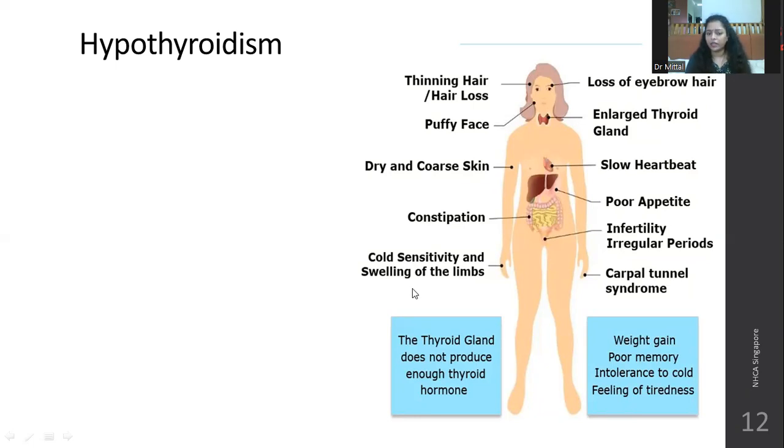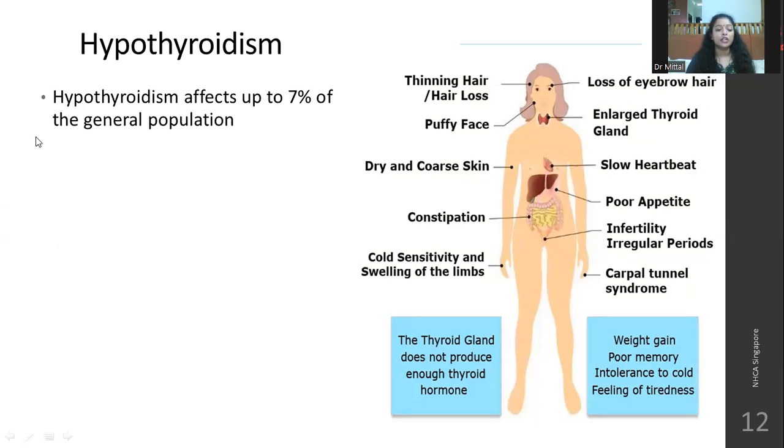Carpal tunnel syndrome, very rare. Carpal tunnel syndrome being associated with hypothyroidism is only in the extreme cases. Weight gain is also seen in the majority of hypothyroidism cases. Poor memory, intolerance to cold, cannot stand cold at all. Feeling tired, lethargy.